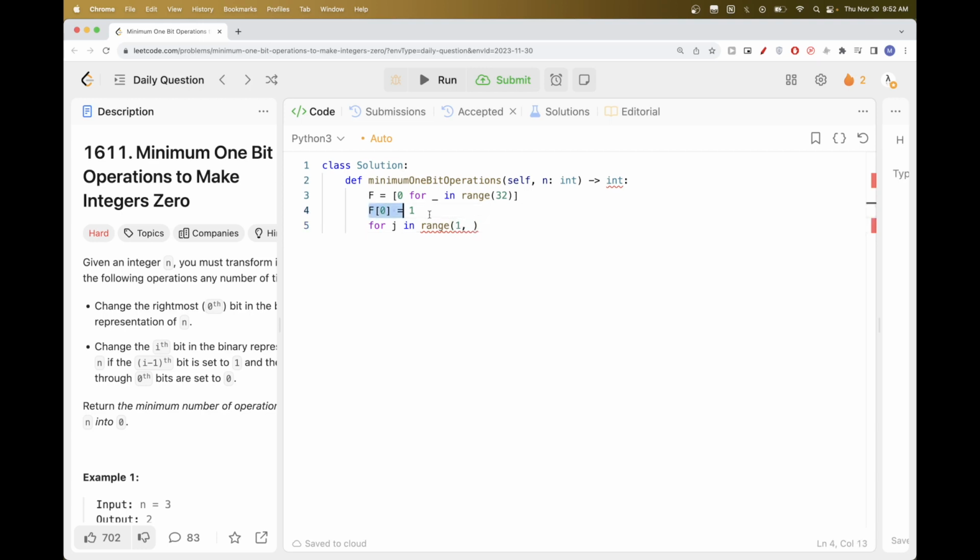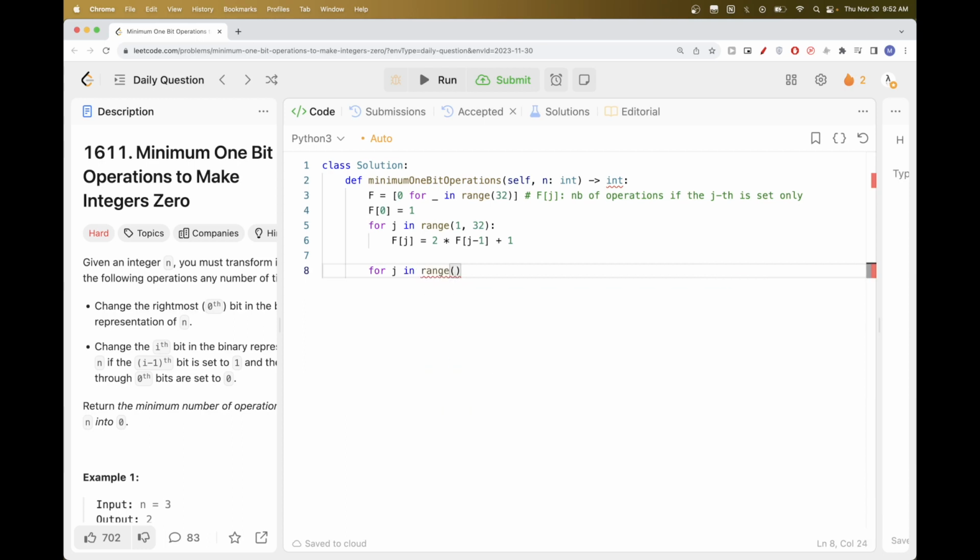We can start from 1 because we already did 0, up to 32. And then here we can just apply the formula that we saw, which says f of j is f of j minus 1 plus 1. Now, we don't need to check if the bit is set, because literally this function means the number of operations. Basically, f of j means the number of operations if only the jth bit is set, right? So by definition, it's set.